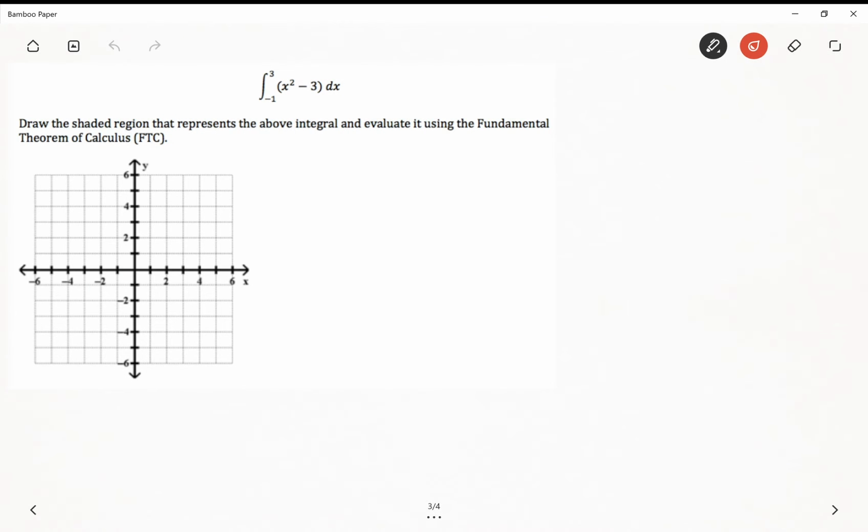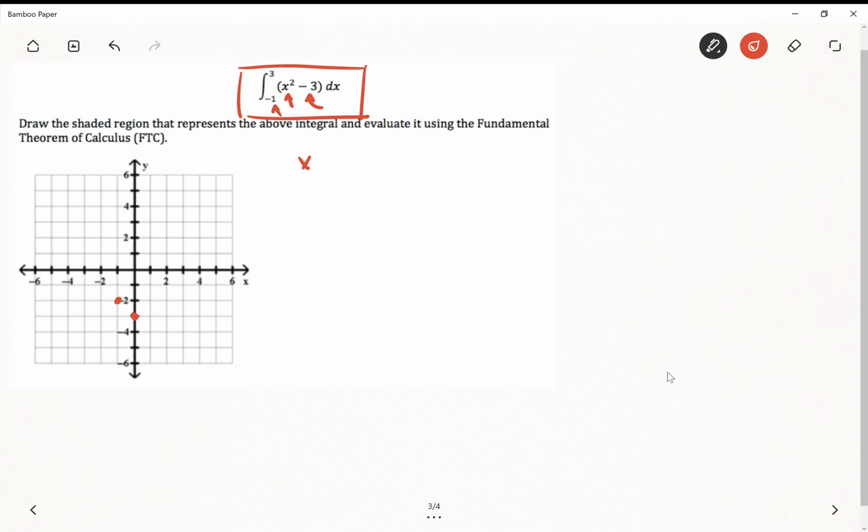In this next example, we have a polynomial function that we need to graph. And we see that it's a parabola shifted down 3 units. So if I plug 0 in for x, we see that we would get -3 as the y-coordinate. Next, I'm going to look at my lower bound of -1. If I plug -1 into x, -1 squared is 1, minus 3 is -2. So we have the ordered pair -1, -2.